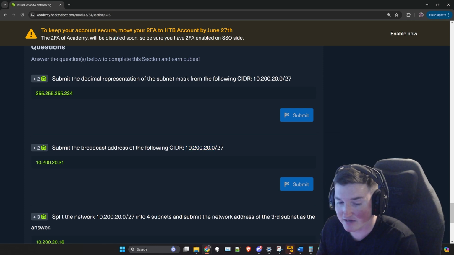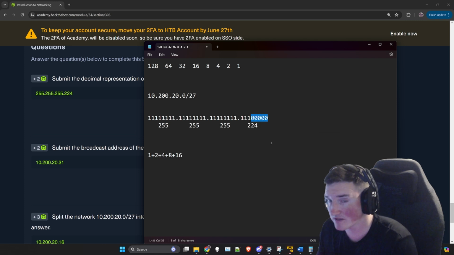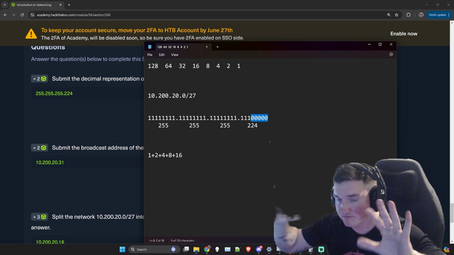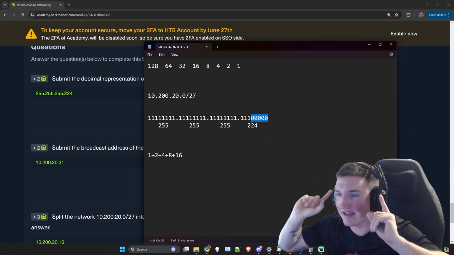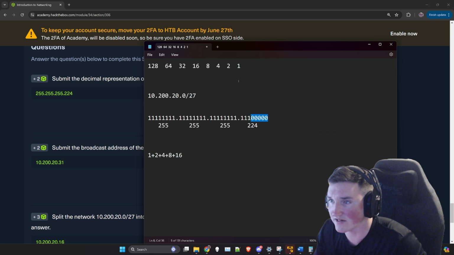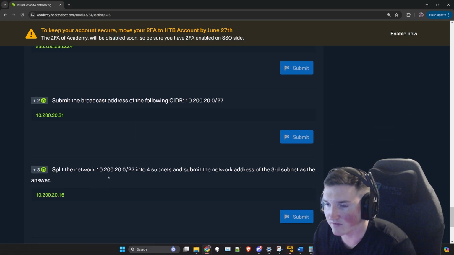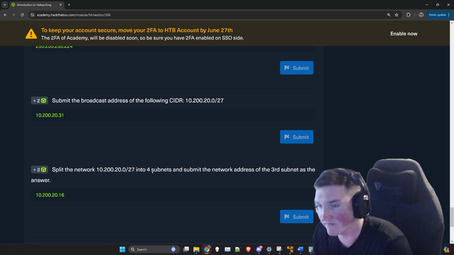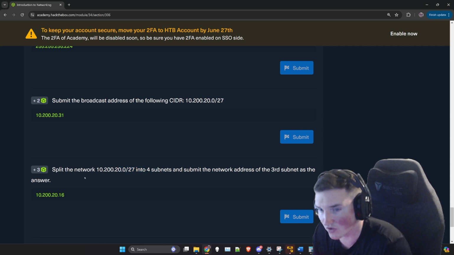If that doesn't make sense to you guys, what they're saying is this is how many hosts, how many total people can communicate on that subnet. You're taking the highest IP, and you're doing that by adding all ones here, and you're making that your broadcast IP. Now, it says split the subnet into 4 subnets and submit the network address of the 3rd subnet.